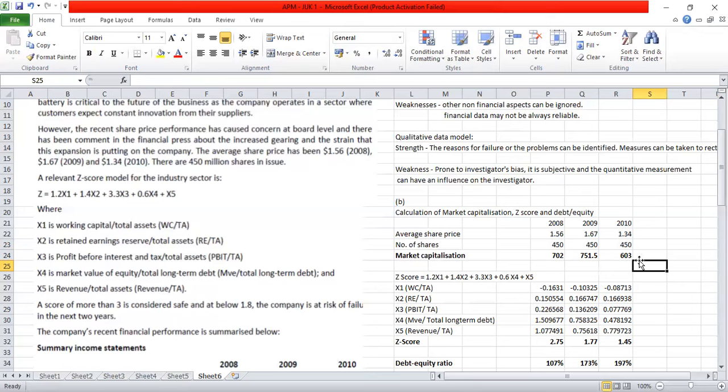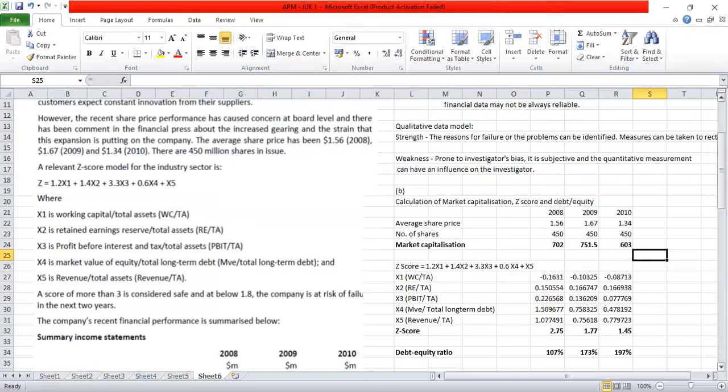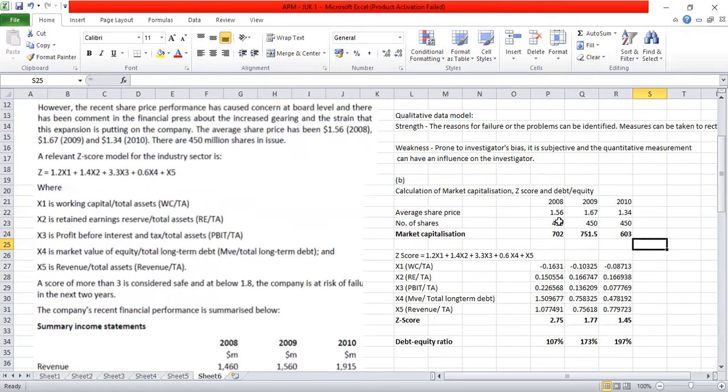After that, it fell down to 603. Then what is the reason for that? What actually happened that in spite of the market value of equity doing good in the initial years, still we do not see that being reflected in the Z score? The Z score consistently and very badly fell down to 1.45 from 2.75. So what actually happened when this has increased? This should also have become better. But what was the reason?